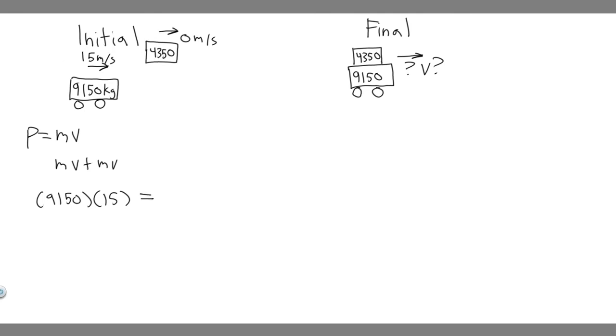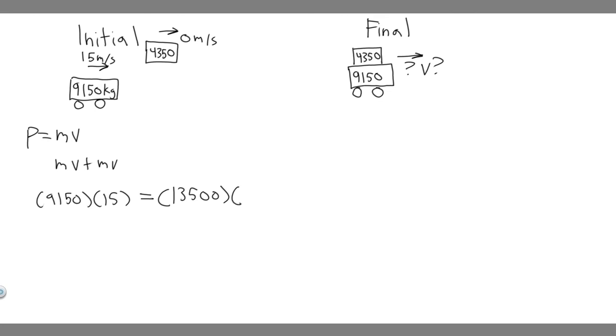Then we set it equal to the momentum at the end. So what's the momentum at the end? Keep in mind, we just have one object, so it's just going to have some mass and some velocity. What's its mass going to be? It's this object plus this object, because they've become one and we have to add their masses together. If you add them up, 9,150 plus 4,350, you'll get 13,500. So this is the new object's mass.